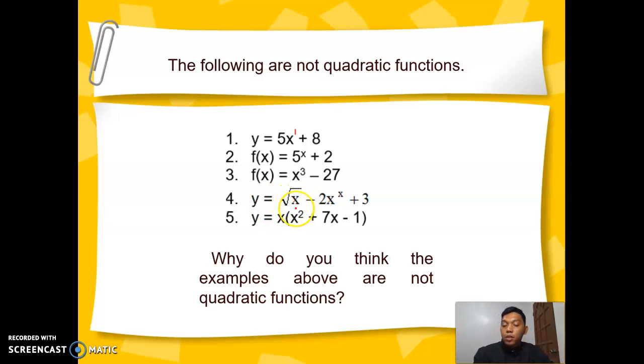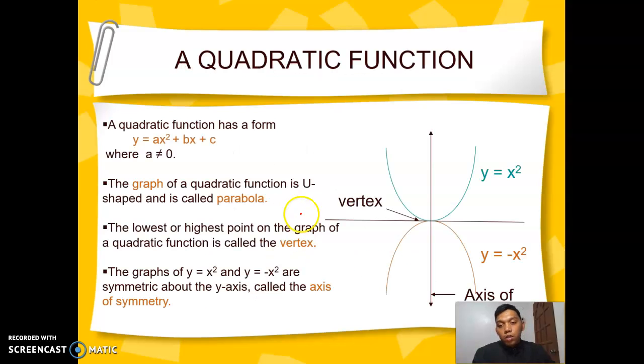Number 4, if you notice, we have here a radical. The variable x is enclosed in a radical, and then also we have an exponent which is a variable x. The number 5, if you try to do the distributive property on this, multiply it here, it becomes x cubed, right? So it's not a quadratic function. Okay, so what is really a quadratic function?